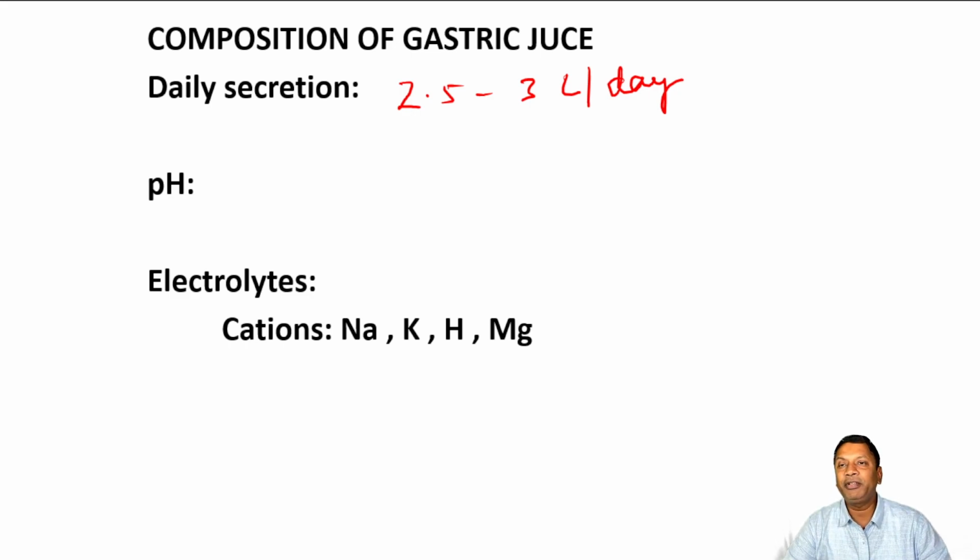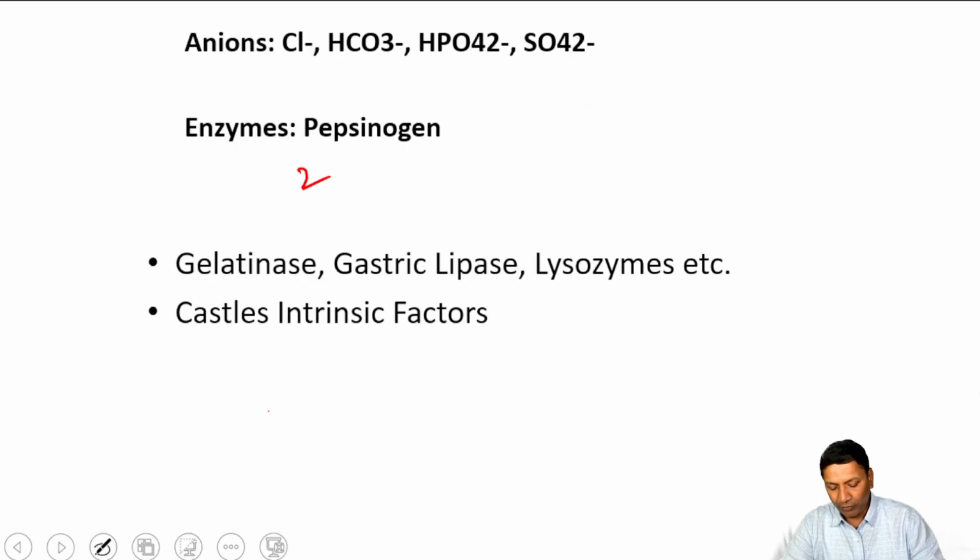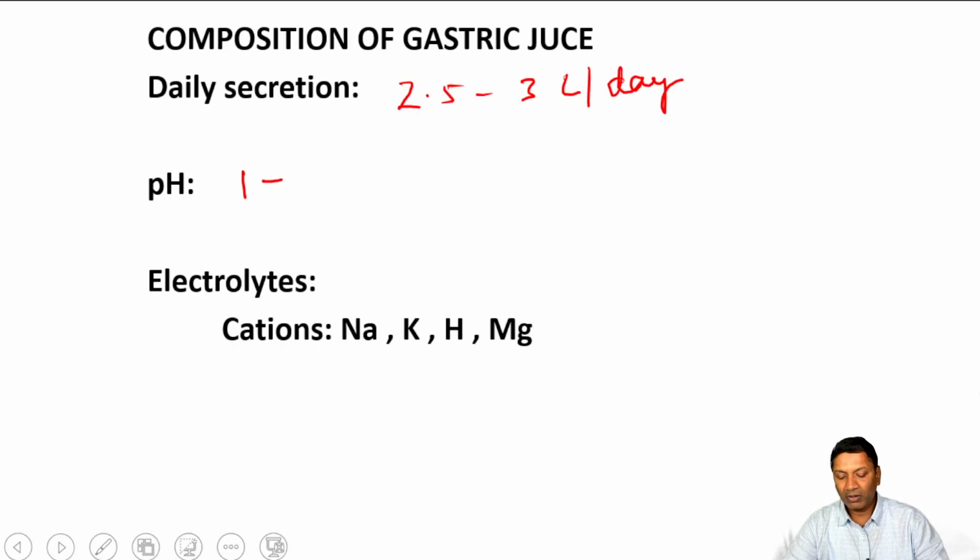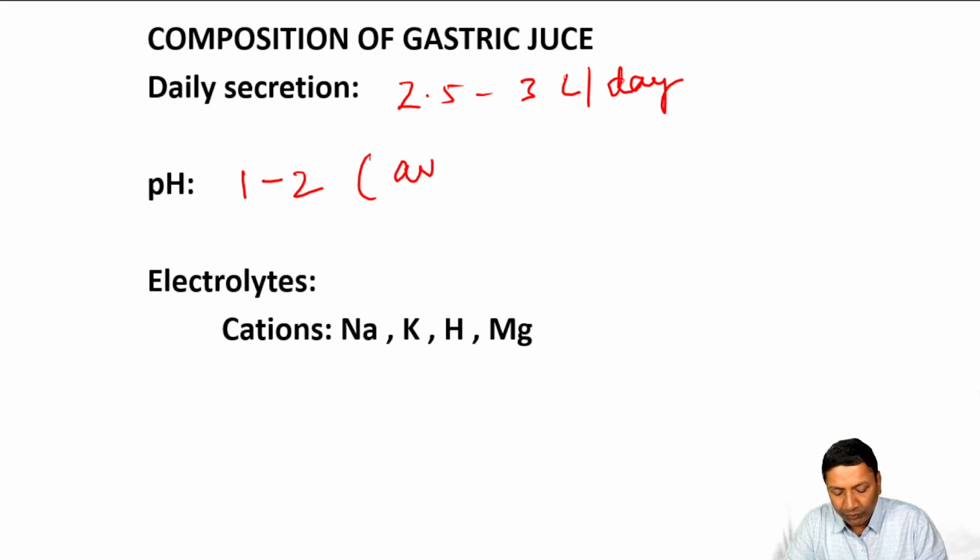Then what is the pH of the gastric juice? The pH of the gastric juice is from 1 to 2. The average pH is 1.2. In some books you will find the pH range from 0.8 to 3.0 also.